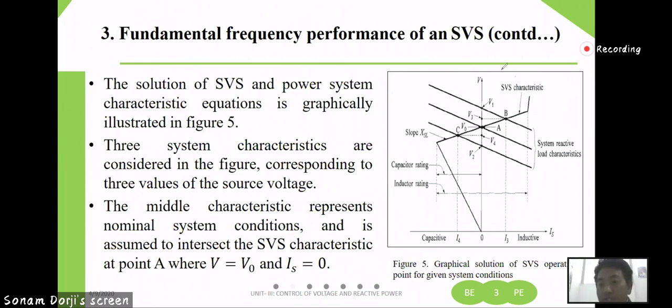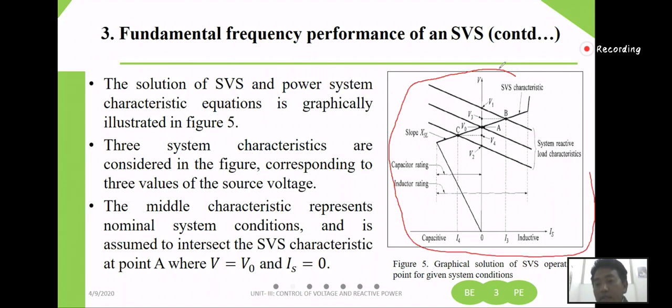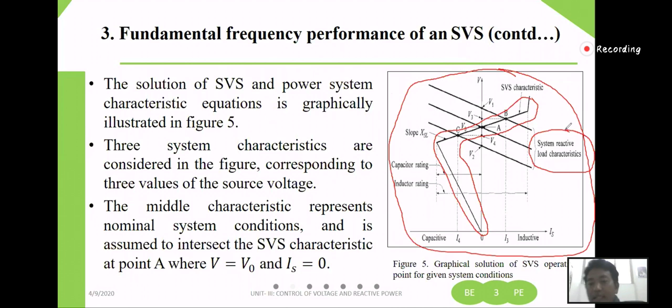Now see here, the solution of the SVS and power system can be characterized graphically. Normally we can draw this graph like this, and you know how the system characteristic looks. This is the SVS characteristic, and for the power system characteristic you know that we will get one straight line, which is why it has been written system reactive load characteristic. Let's explain one by one.